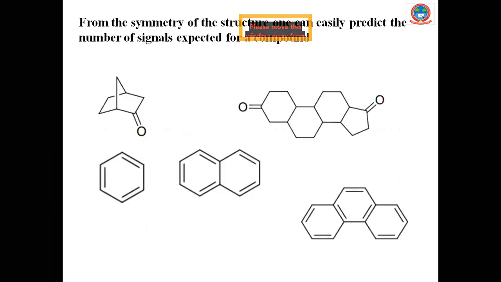So now there are a few examples before you. First, we should have an idea of how many signals these compounds, or any given compound, give. This is the first point we should know. So, who will tell me about this? How many signals will it give in carbon 13? Yes, anyone?